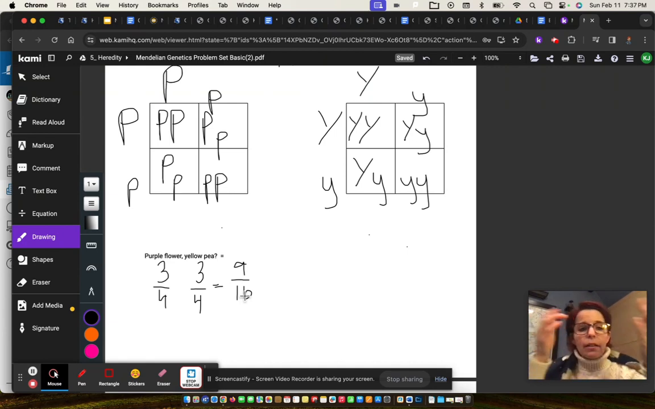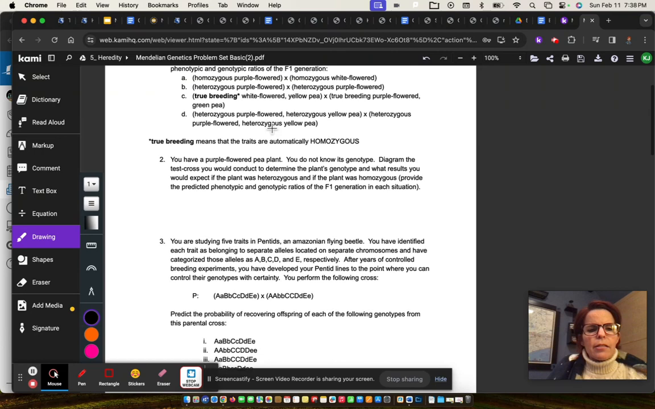So we could do every single combination: white flower, yellow pea, white flower, green pea, purple flower, green pea, all of those. And then we multiply the totals up. And you should get a total of 16. So 16 up here, that's how you know that you've done it correctly. Okay, let's move on.